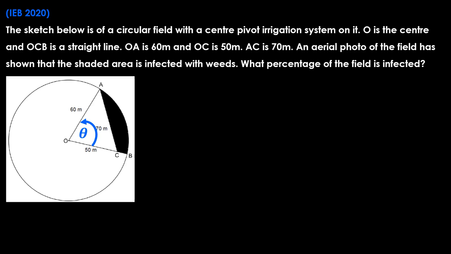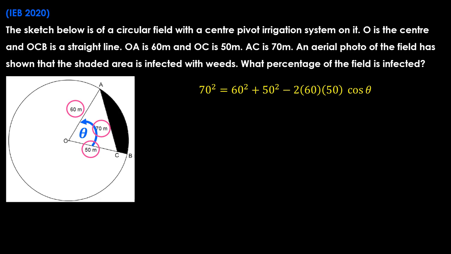Now to calculate theta, I've got three other measurements in that triangle. I've got 60 meters, 50 meters, and 70 meters. So if I have all three sides to a triangle, I can use the cos rule to find one of the angles. So we're going to use the cos rule, and remember the side that lies opposite the angle that you want is the one that's going to stand on its own in the front. So 70 squared is equal to 60 squared plus 50 squared minus 2 times 60 times 50 cos theta.